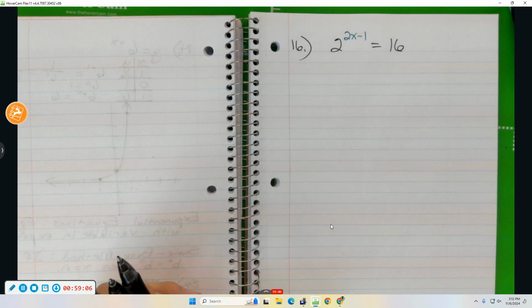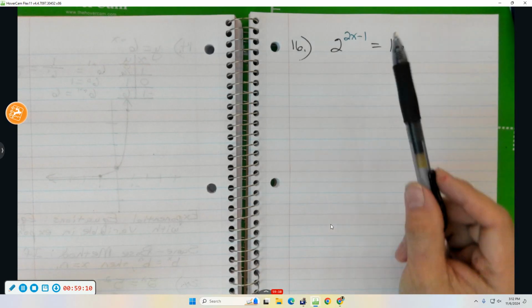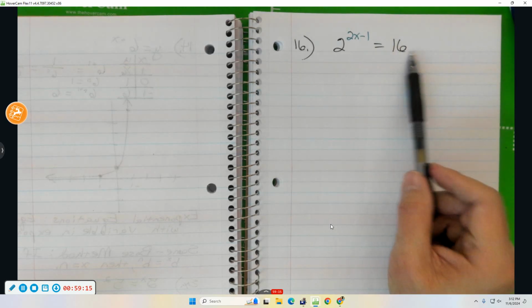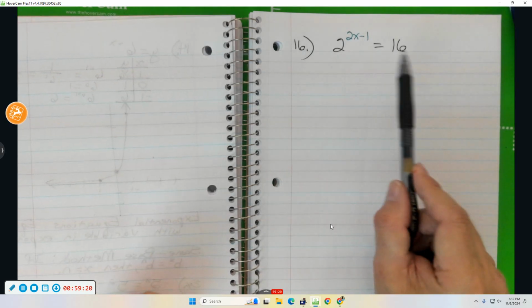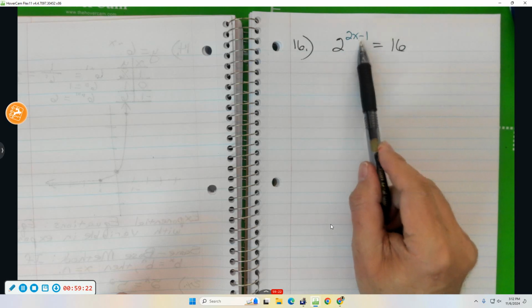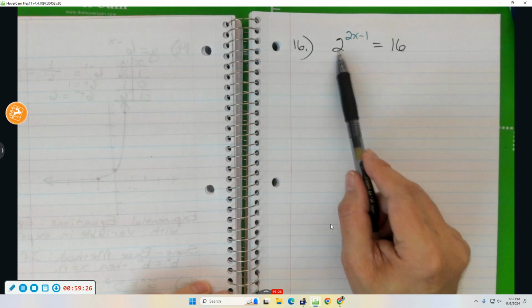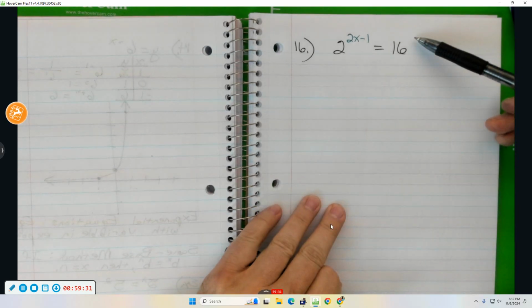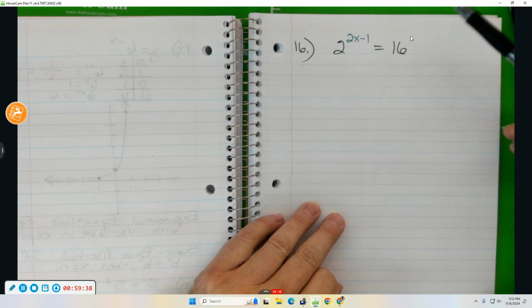Well, your first goal, though, is to get the same base on both sides. In order to solve an exponential equation using the same base method, you need the same base on both sides. Now, the base is the number that's written down low. The exponent is the thing that's written up high. So we have two different bases. You have a 2 and you have a 16. You say, well, there's no power on that 16, so how is it a base? Sure, it's a base. There's that assumed power of 1.